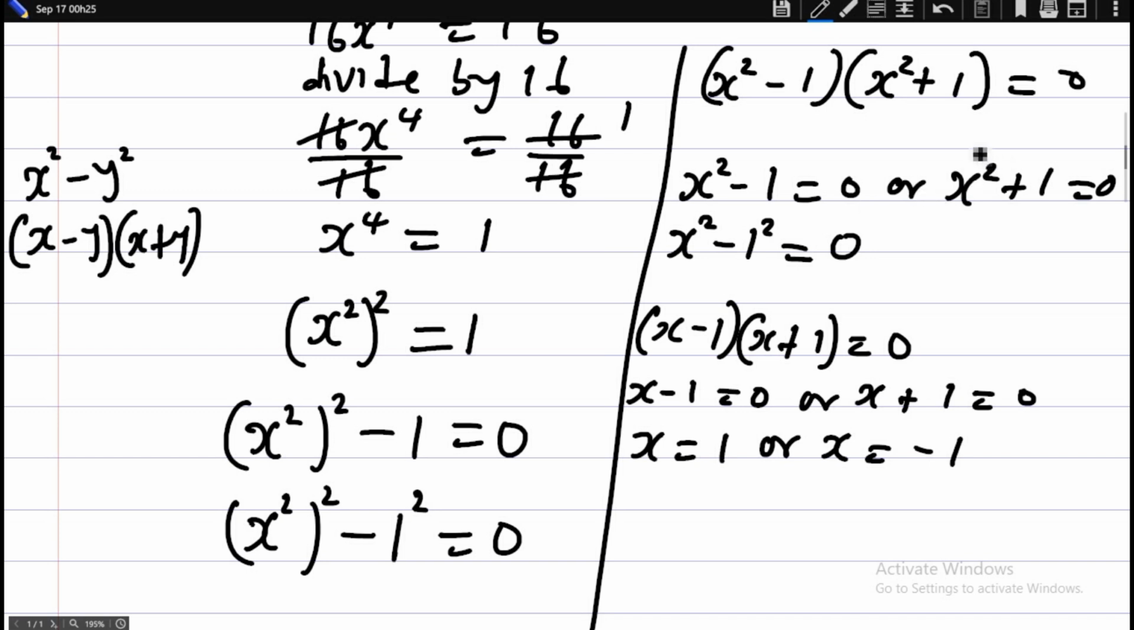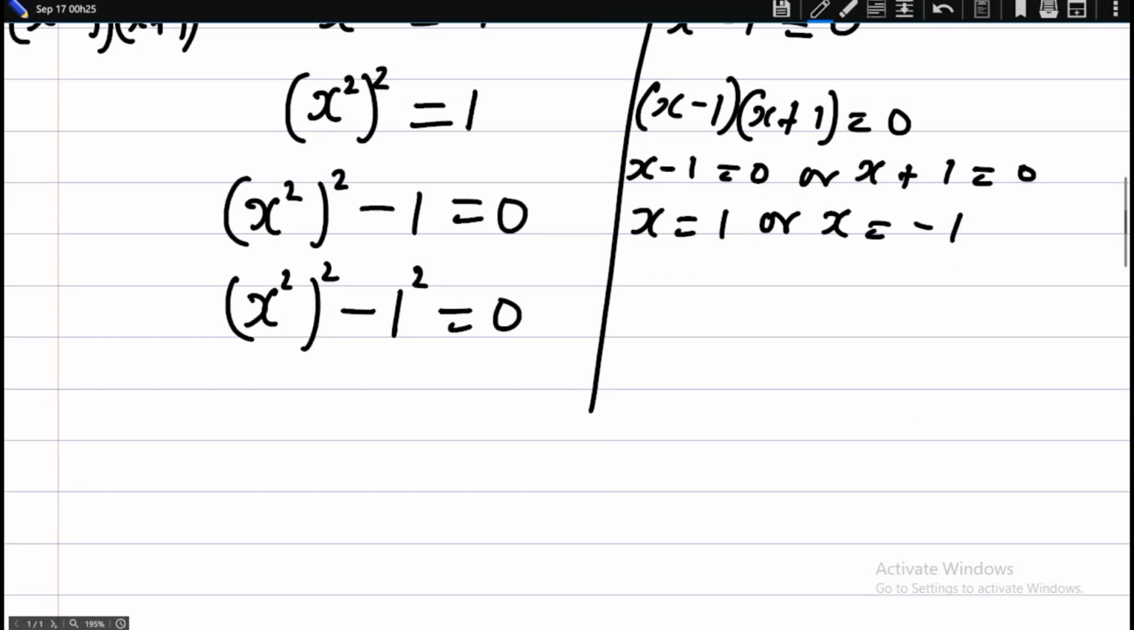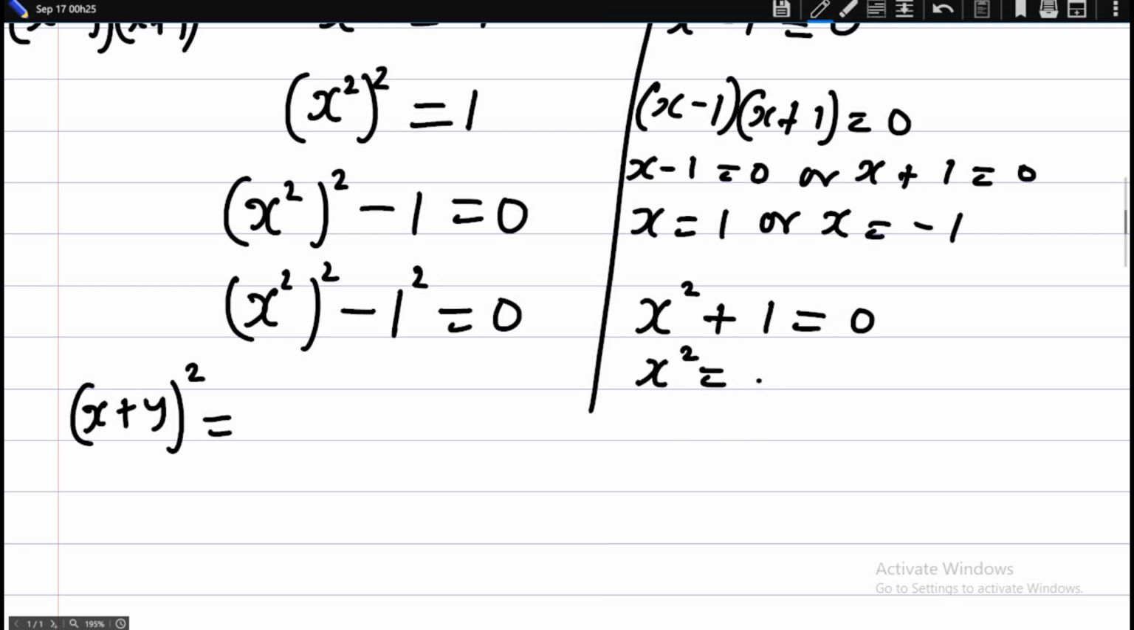Now, let us tackle this particular one here. For us to tackle this, we have that x^2 plus 1 is equal to 0. Let us just collect like terms to say that x^2 is equal to minus 1. So x is now equal to the square root, plus or minus, of minus 1. And the square root of a negative number is iota, which is i.